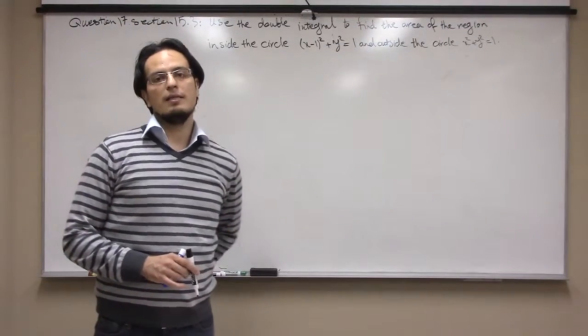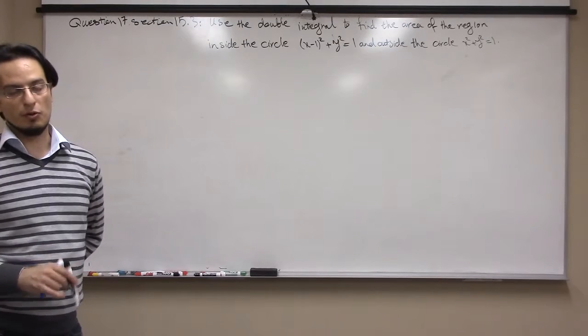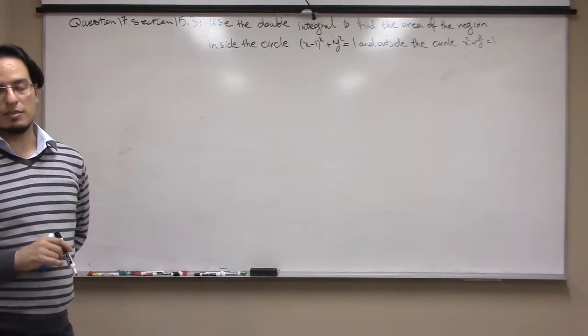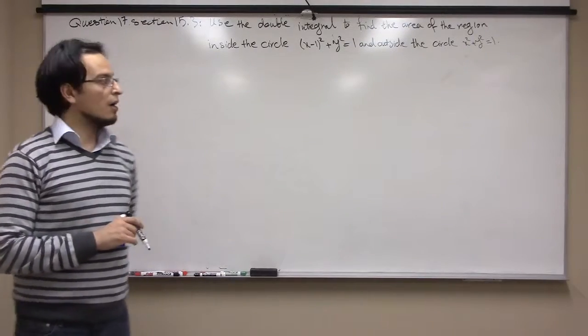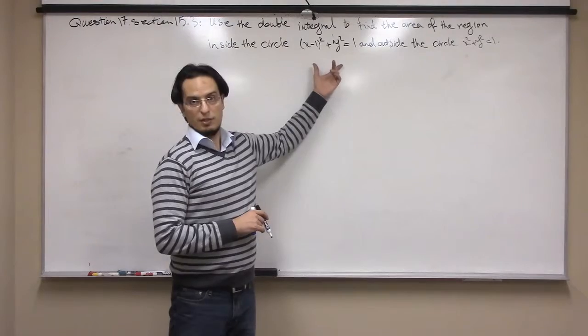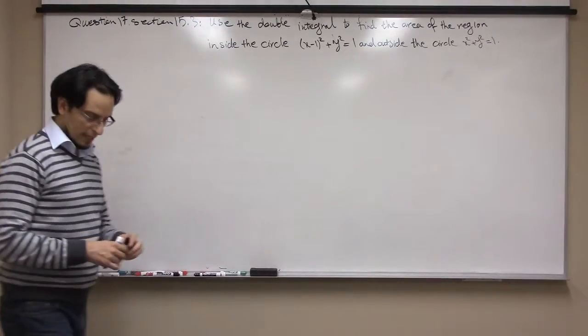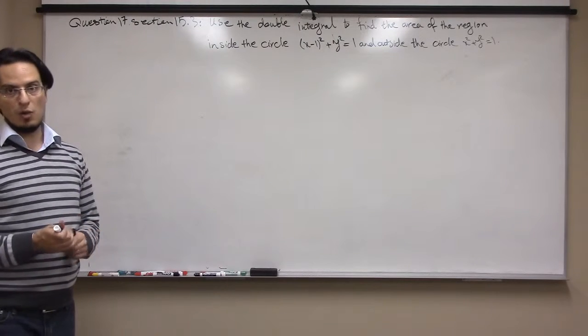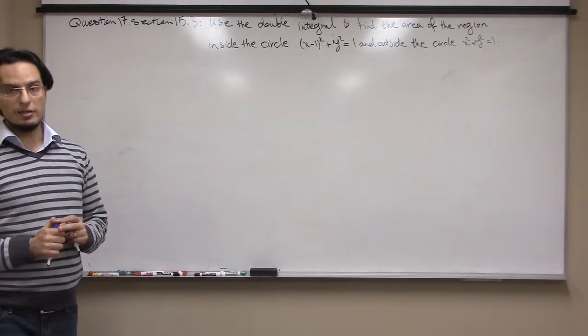Hello everyone. This time I'm back with a question from section 15.3, question 17, which asks to use double integral to find the area of the region inside the circle given by this equation and outside the circle given by that equation. Okay, let's just quickly review how we use double integral to find the area of a region.